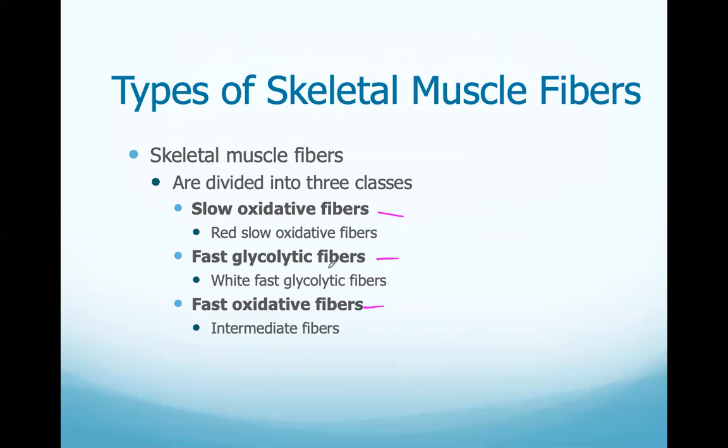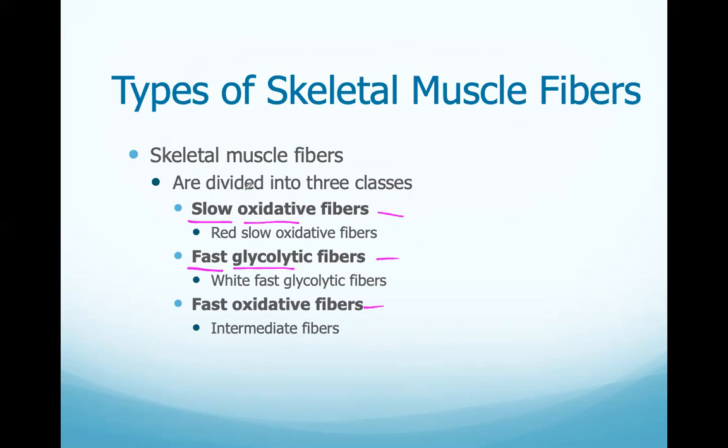Let's try to understand some of the general concepts without even going into that information. Slow means it's going to contract slowly. Fast means it's going to contract rapidly, with lots of energy, versus slow, which doesn't create a lot of contractile force. Fast creates a lot of contractile force in a short burst. Oxidative implies usage of oxygen, versus absence of oxygen and utilization of glycolysis.